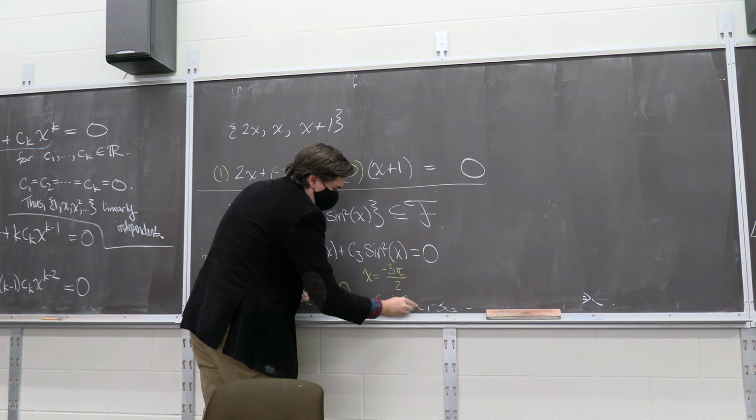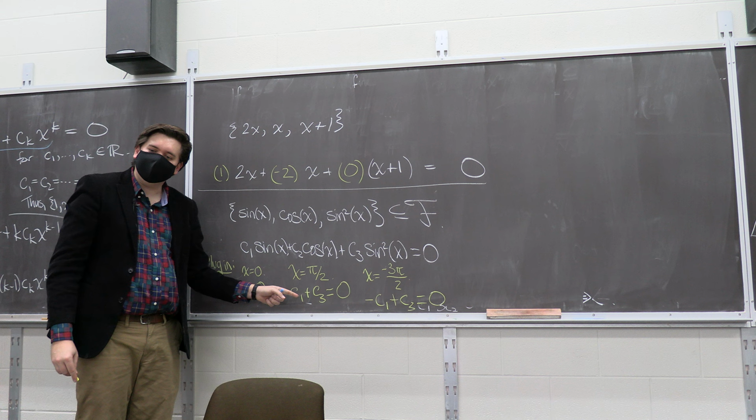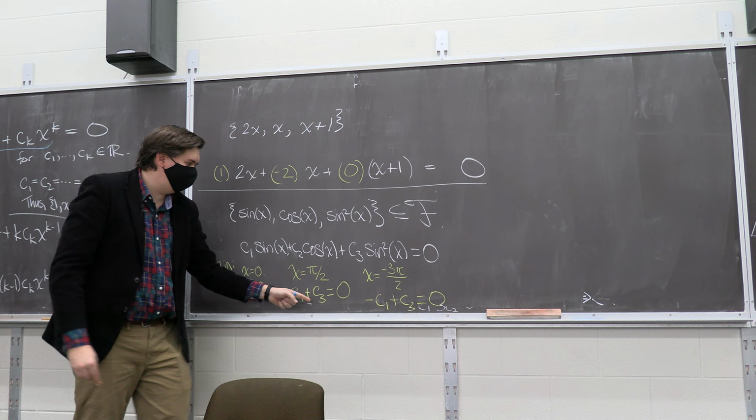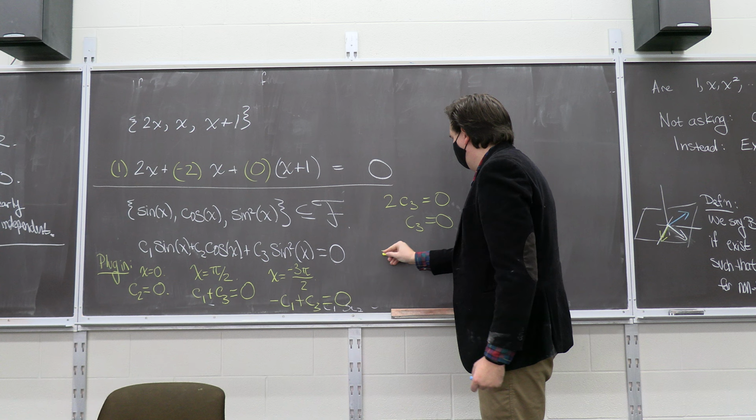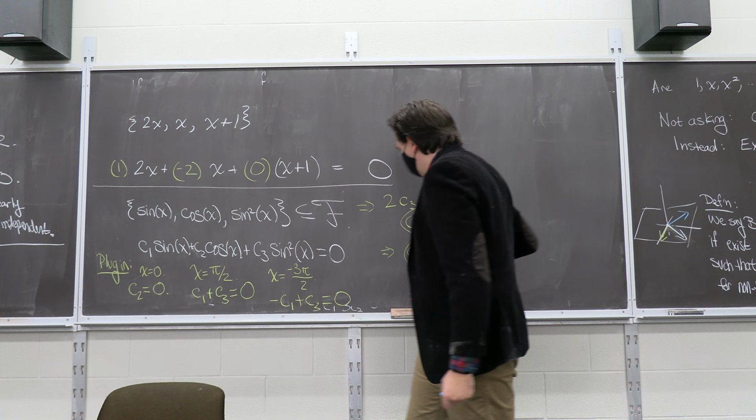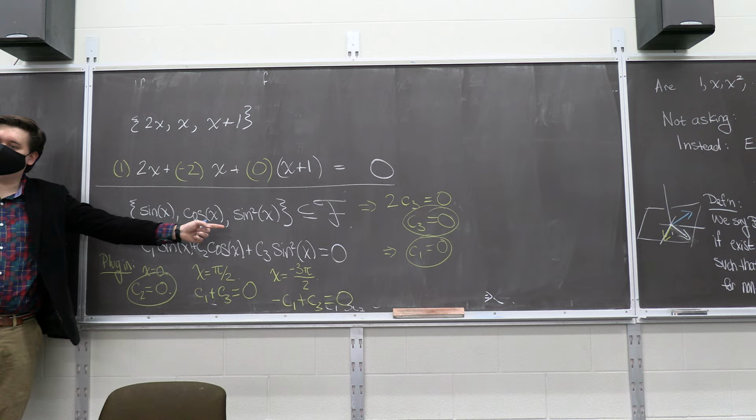And then we just look at these last two expressions. If both of these are 0, then the sum of them must be 0. Summing them together gives you 2 C3 is 0. Hence, C3 is 0. But once you know C3 is 0, you can plug that into this expression, and that gives you that C1 is 0. Hence, you have C1, C2, and C3 are all 0. So the only solution to this is the trivial solution.